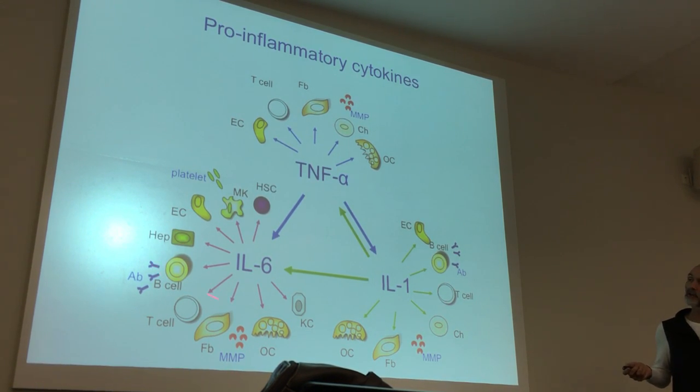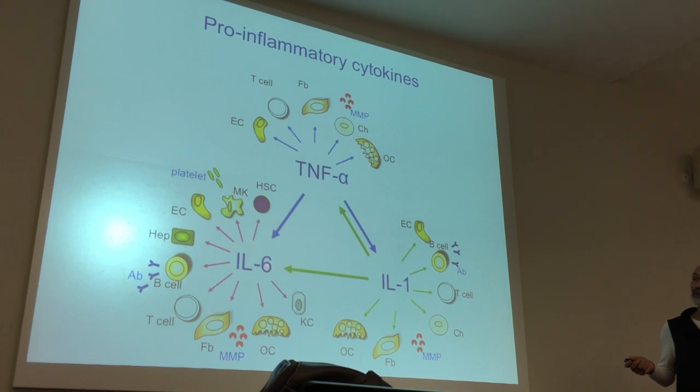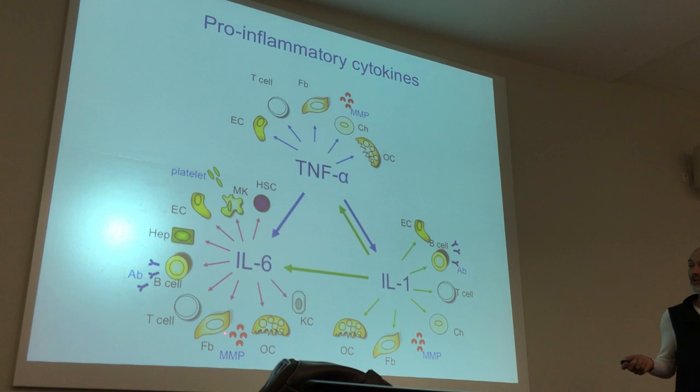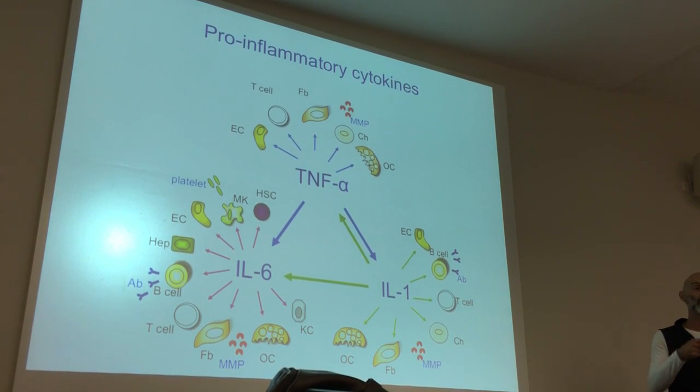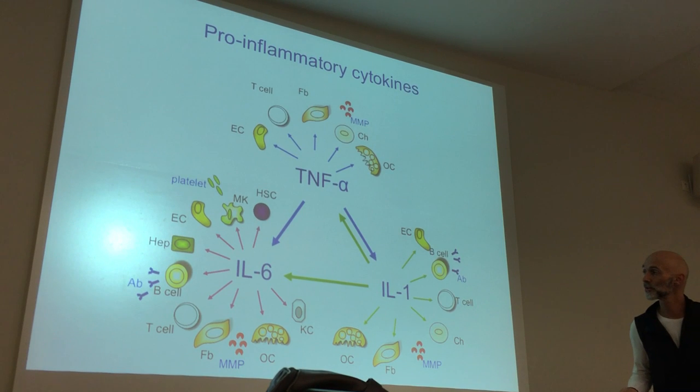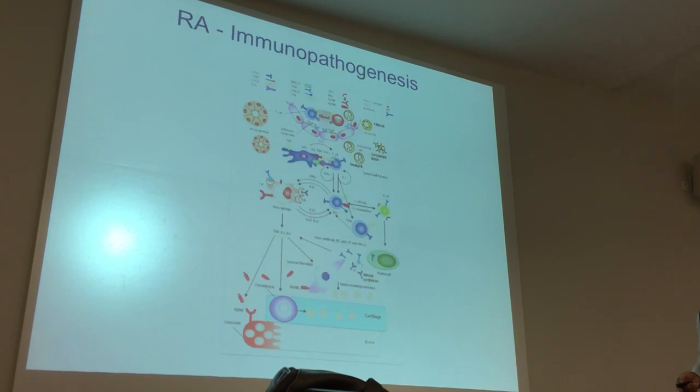The most pleiotropic cytokine is probably interleukin-6 because it has not only effects inside the joint on osteoclasts, fibroblasts, T cells, but also outside the joint, even on hematopoietic stem cells for the differentiation.